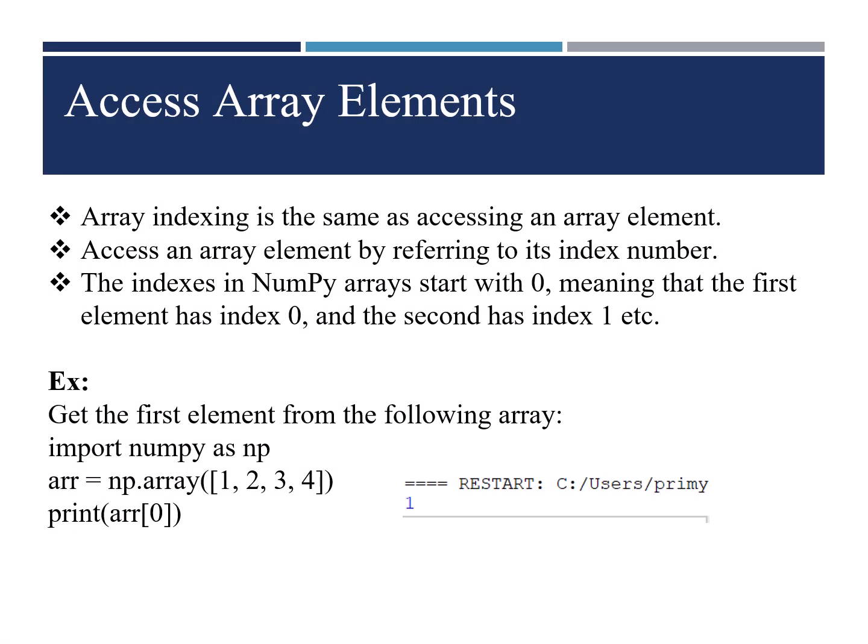Now to access the array elements, arr equal to np dot array of, within the square brackets we have the values such as 1, 2, 3, and 4. Now with the concept of indexing, print of arr of 0 accesses the first value from the array.